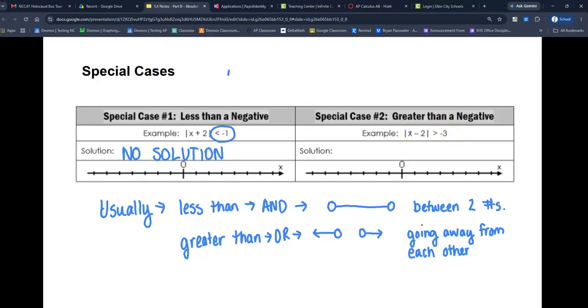What could you say about the absolute value of whatever is there? What is always true about the absolute value? In the end, it's going to be positive, right? Whatever comes out of that absolute value is going to be positive. So for example, here where it says absolute value of x minus 2 is greater than negative 3, I don't know what number this is going to be, but I do know that it is a positive number. No matter what you plug in, you're going to get a positive out, because absolute value.